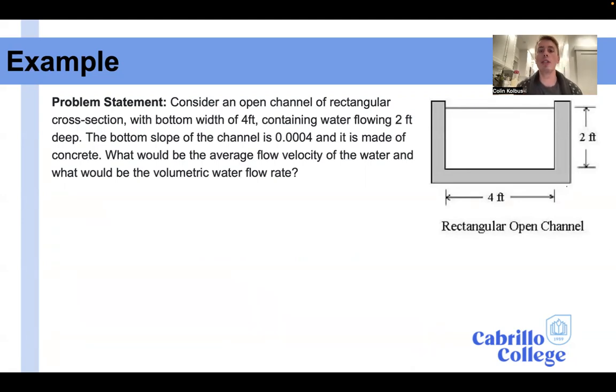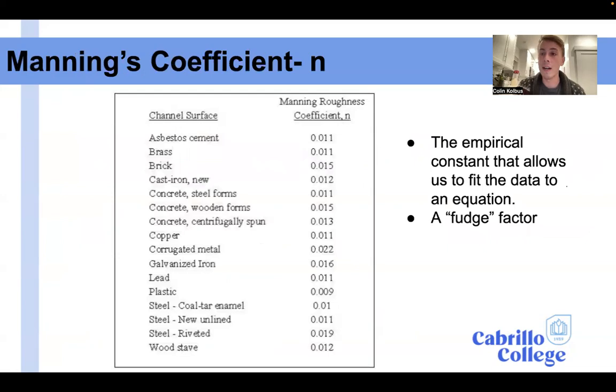So consider an open channel of rectangular cross-section with a bottom width of 4 feet and a depth of 2 feet. The bottom slope of the channel is 0.004 and it's made of concrete. What would the average flow velocity of the water be, and what is the volumetric flow rate? So I know from my table over here that the Manning's coefficient of concrete is 0.011.